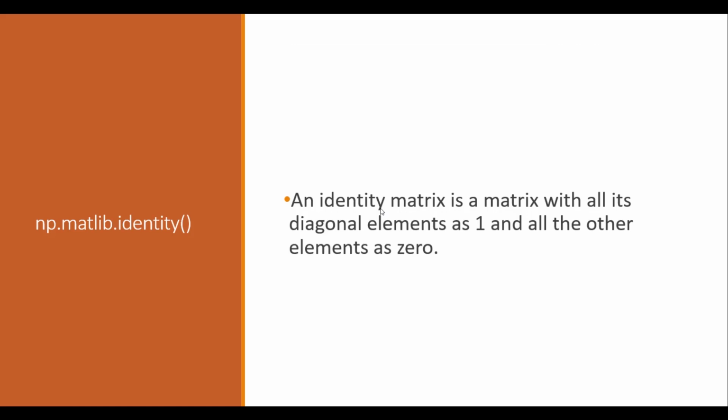So after getting the ones value in the matrix, now we will discuss numpy.matlib.identity. An identity matrix is a matrix in which all the diagonal elements are 1 and the rest of the elements are 0. So this function contains a main parameter, that is n, and it specifies the size of the output identity matrix. Now we will see an example by using this function.